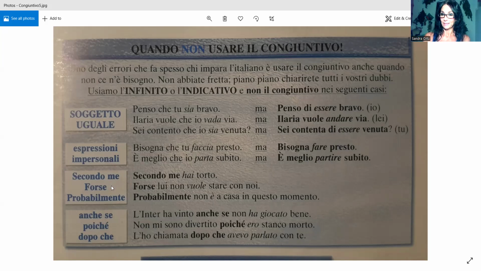And then we have some other expressions that are a bit like doubts, basically. They express doubts like forse, perhaps, probabilmente, probably. However, even if they do express doubts, we do not use subjunctive afterwards. Forse lui non vuole stare con noi. Perhaps or maybe he doesn't want to stay with us. And in fact, I'm sure you have used forse many times. So forse means perhaps or maybe.